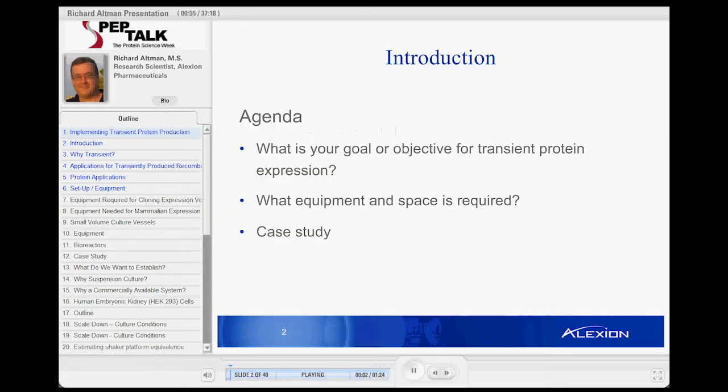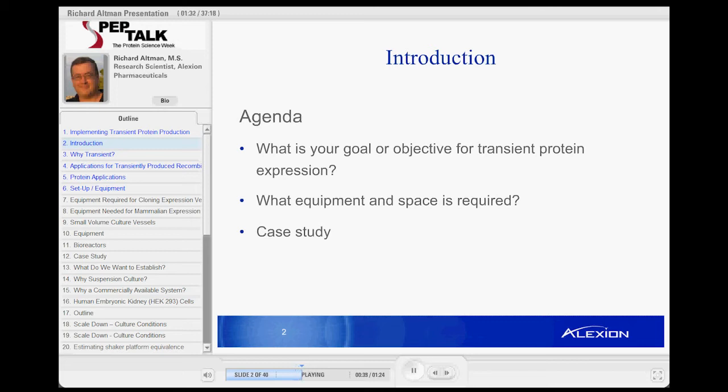So there are three main points that I'd like to discuss in the next few minutes. First, what is your goal or objective for transient protein expression? This seems like a very basic question, but I think it's very important, because even from some brief conversations with people in the room, we're all coming at this from a slightly different point of view. And it will really dictate the scale you're using, the cost, and the amount of resources, both financial and human, that are required for you to meet your goals.